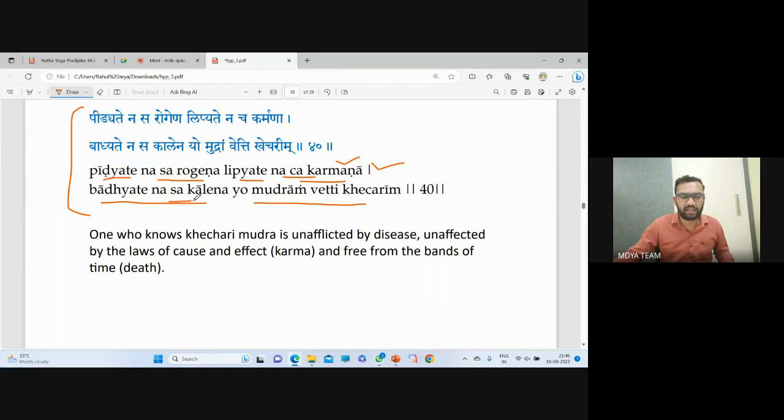Badhyate naise kale, no effect of the time, it means death. Mudra veti khechari, these are the benefits of the khechari mudra.